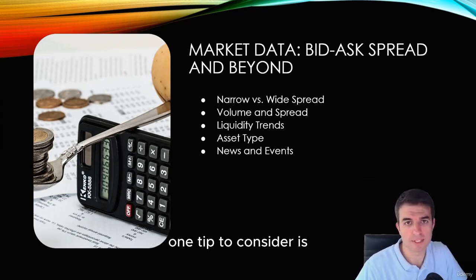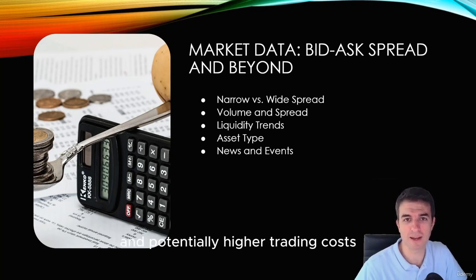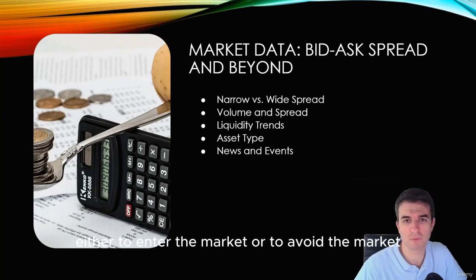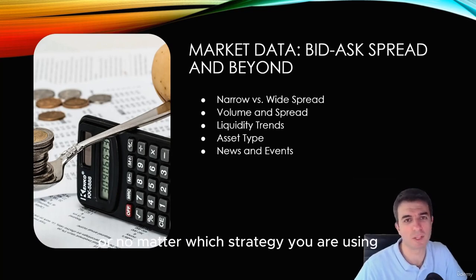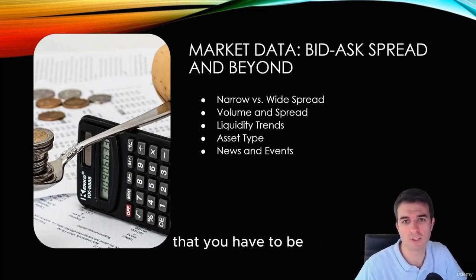One tip to consider is to try trading volume alongside the spread. High trading volume coupled with a narrow spread indicates robust market liquidity. On the other hand, if you see a low volume paired with a wide spread, it may signal reduced market activity and potentially higher trading costs. So this is probably one way to use these two indicators, either to enter the market or to avoid the market. No matter which strategy you are building or using, this is the first gate that you have to consider before entering the market.